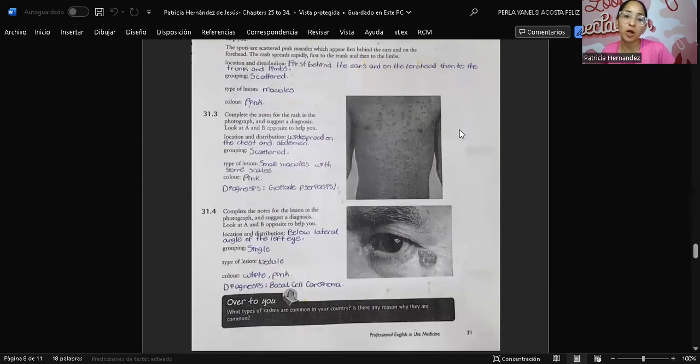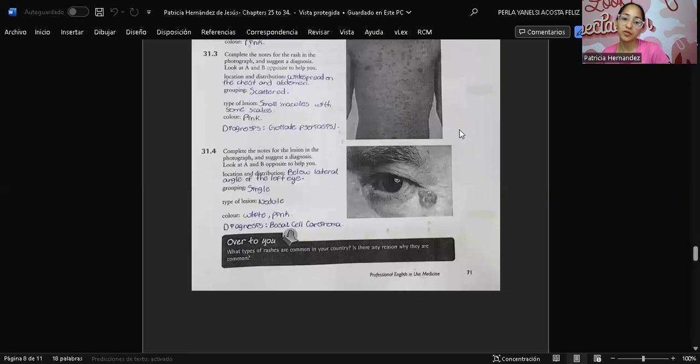31.3. Complete the notes for the rash in the photograph and suggest a diagnosis. Look at A and B opposite to help you. Location and distribution: widespread on the chest and abdomen. Grouping scattered. Type of lesion, small macules with some scales. Color pink, and the possible diagnosis is guttate psoriasis.